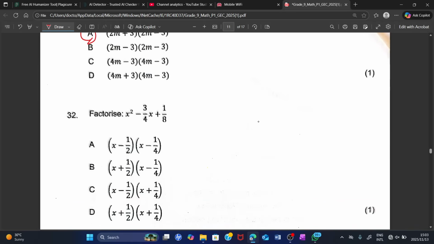Let's continue. Factorize. How do you factorize this? You open the brackets. You write x here, you write x here. Two numbers that when you multiply give you 18. Obviously, both of them should be minus because it's minus and plus. So meaning you should have minus and minus. So obviously, the first one will be the answer because it's the only one with minus and minus when you multiply.